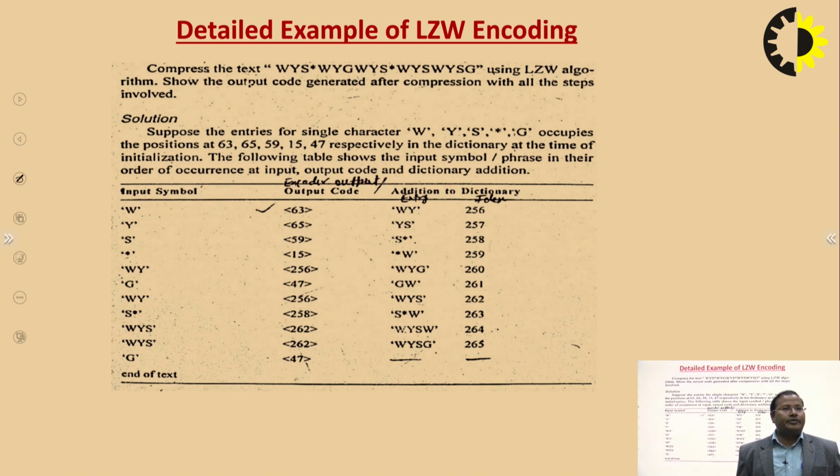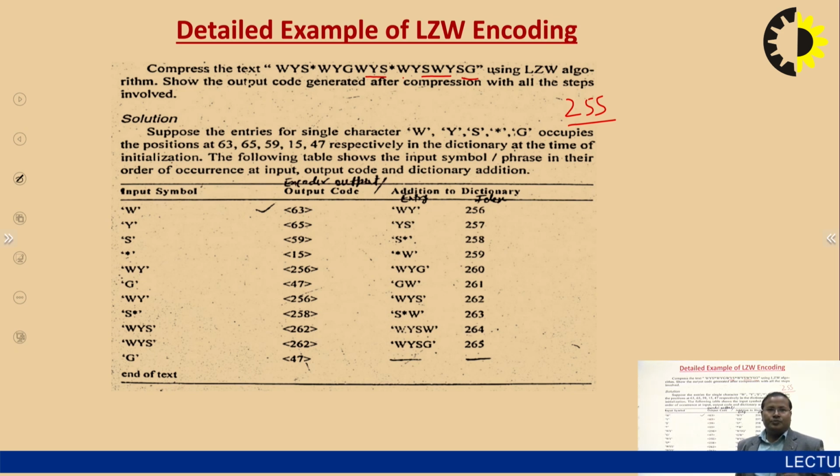Now I am going to give one example of LZW encoding. Encoding is generally performed at the sender side. Suppose we have to compress this text message, WIS asterisk WISG WIS asterisk WIS WISG, using the LZW technique. In this, a dictionary already exists having 255 characters.